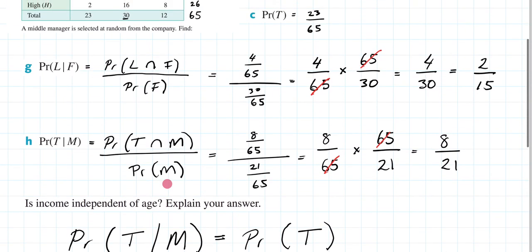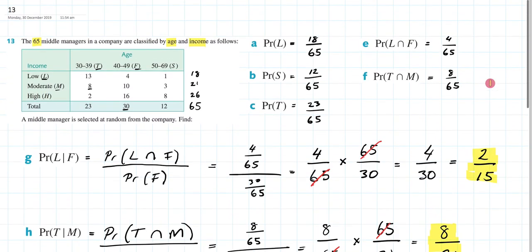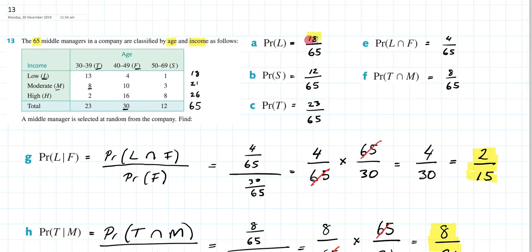Okay, so there's all your answers. 8 over 21, 2 over 15. Let me just highlight these so that when we come back, we know. 8 over 21, 2 over 15, 18 over 65, 12 over 65, 23 over 65. Perfect. There we go. Hopefully this video was helpful if you got stuck.